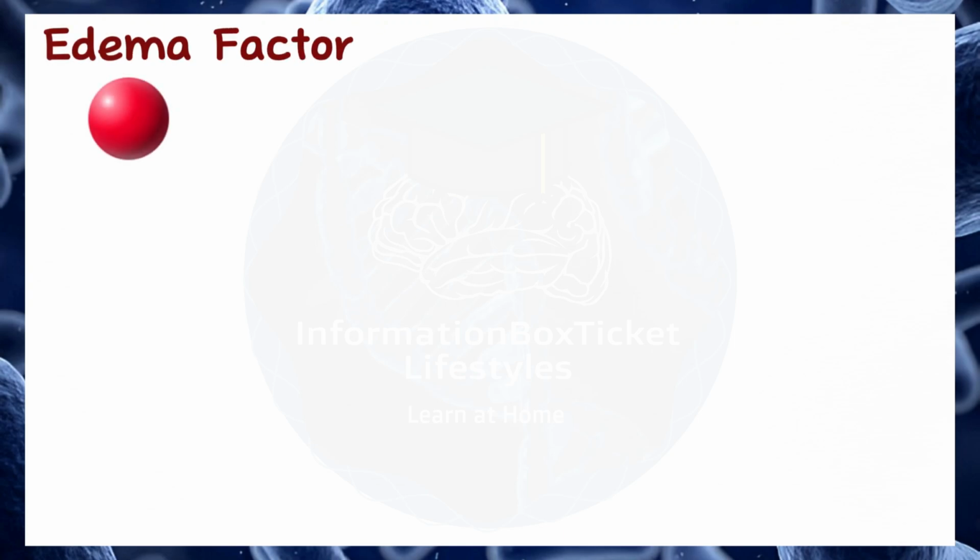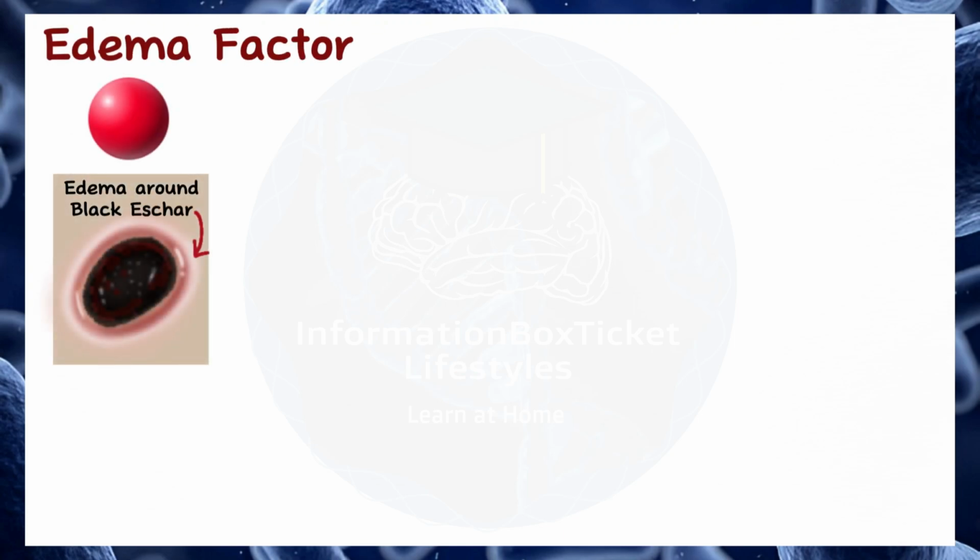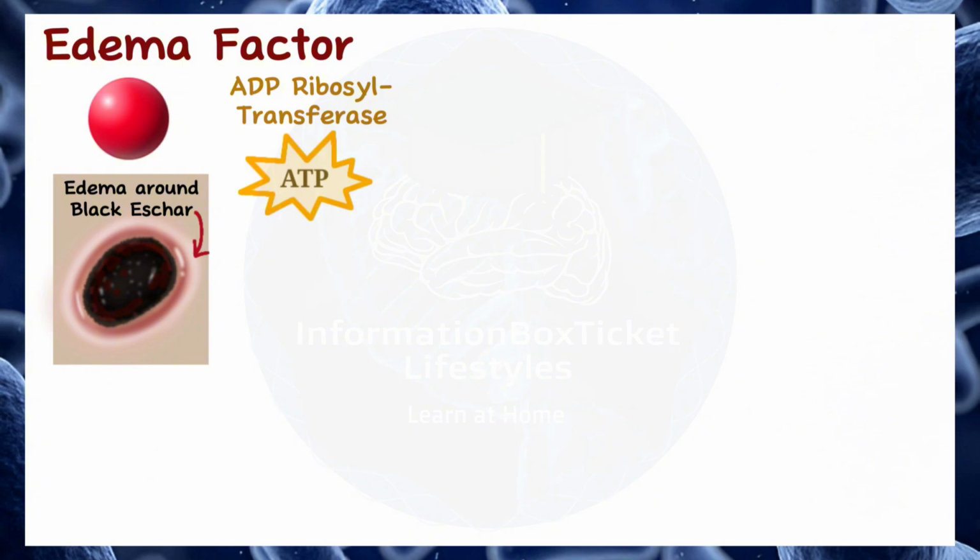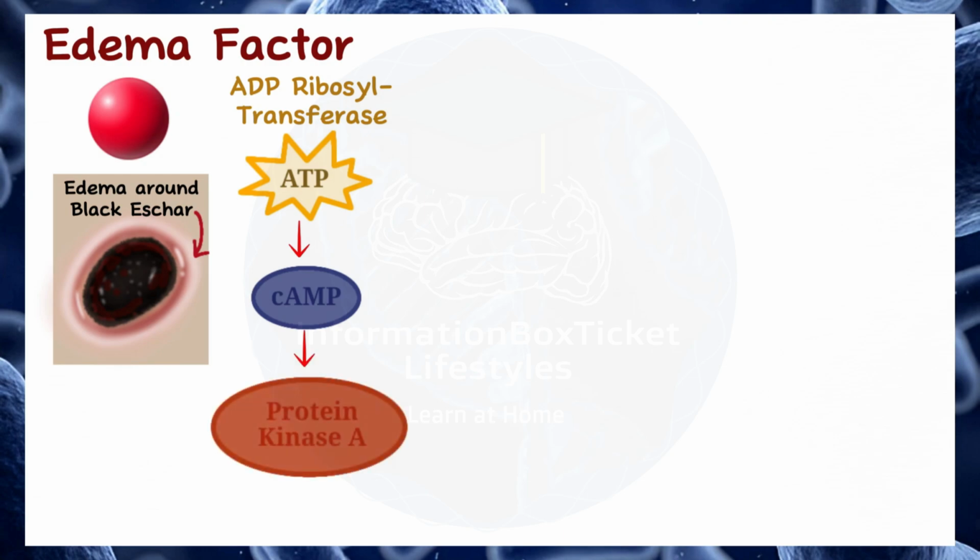Edema factor, named for the edema it causes around the black eschar, contains ADP ribosyl-transferase. This enzyme converts adenosine triphosphate, ATP, into cyclic adenosine monophosphate, cAMP. cAMP activates the protein kinase A signaling pathway, influencing various cellular functions by either activating or deactivating them.